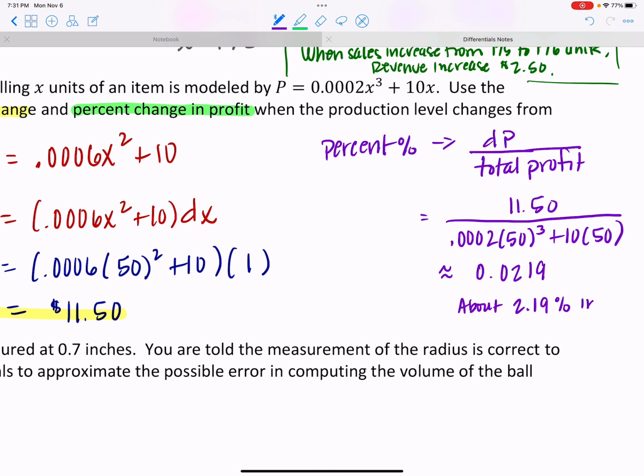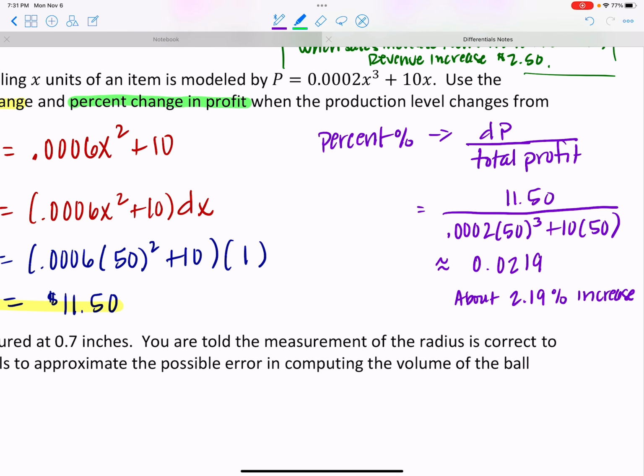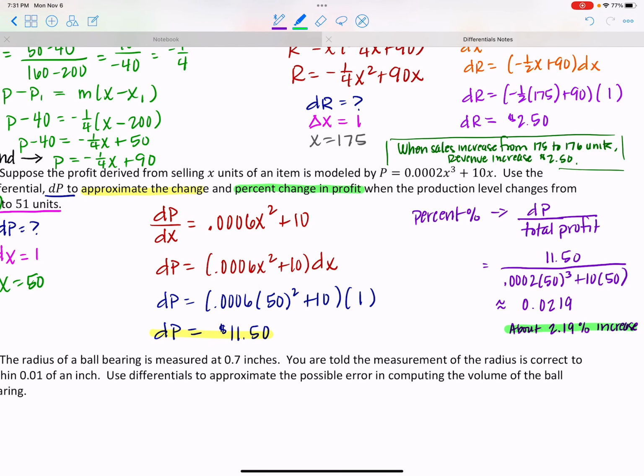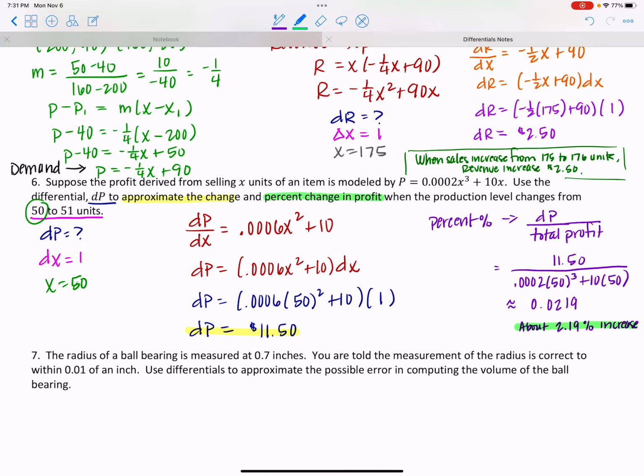Okay, so as a percent, this is about a 2.19% increase. And that is our percent change. Now, I don't know if I'm going to ask you to do the percent change in the homework, but if you're actually in this business, it's helpful to see that number.